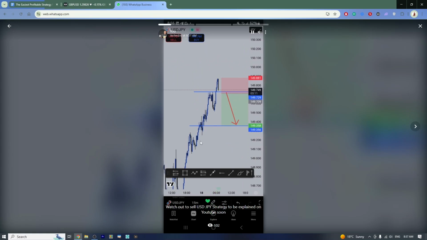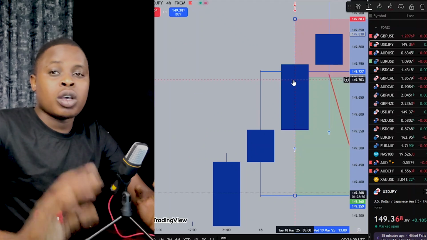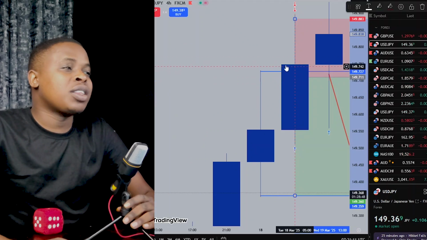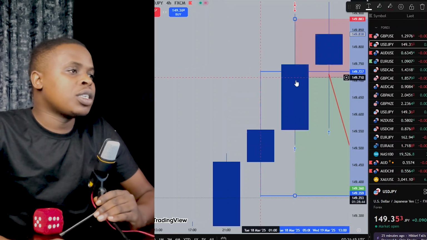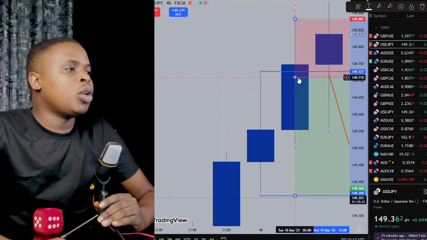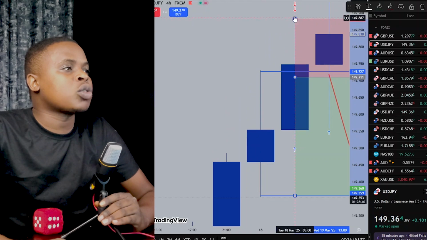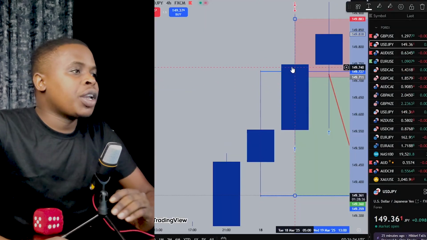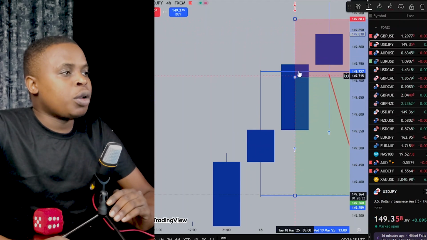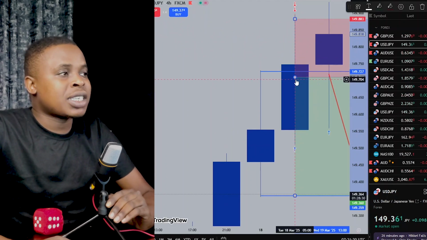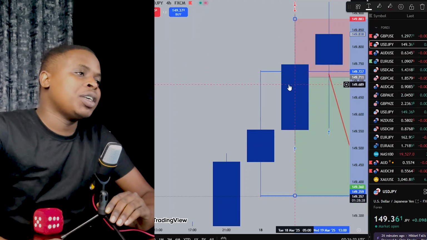Now, the mistake that we made with this trade, and I posted this trade, is that we didn't wait for this candle to close. Instead, I tried to enter with a sell stop. I put the sell stop below this zone here. So when I saw the market going all the way up, I tried to put a sell stop below so that when the market comes, it automatically gets into this trade, which was a bad idea.